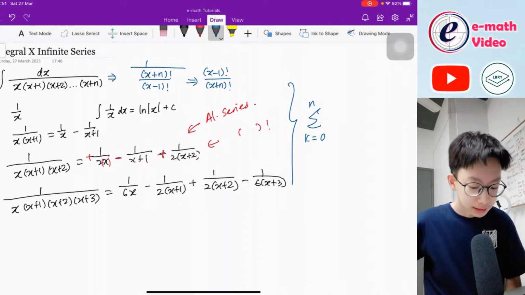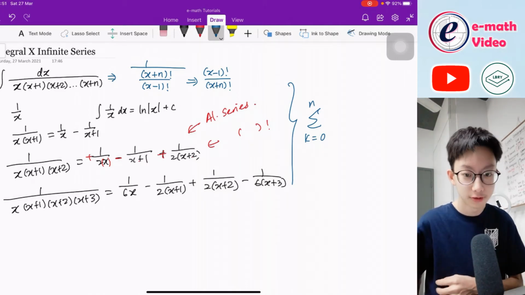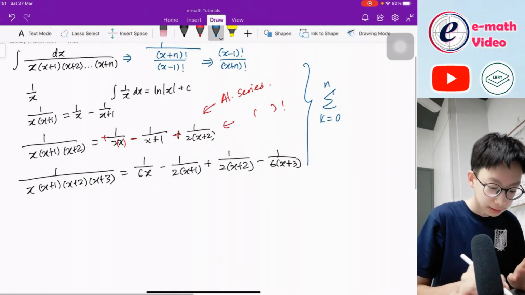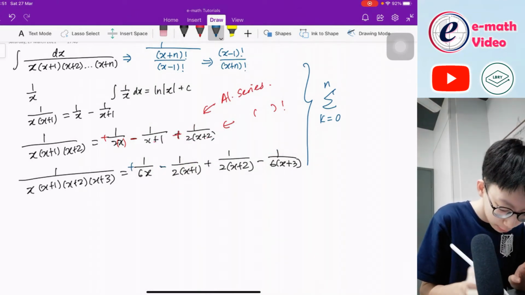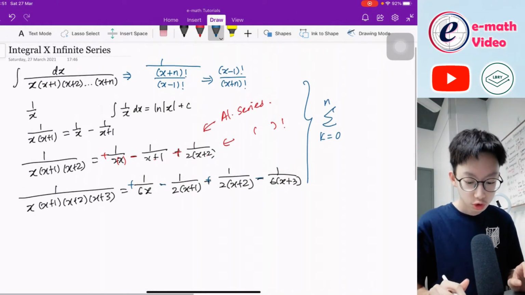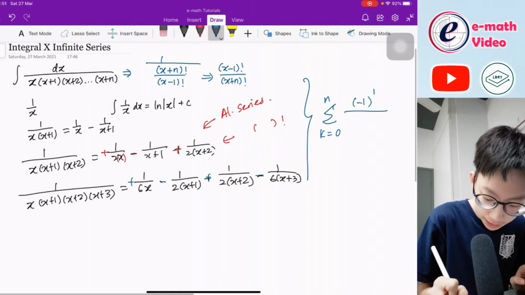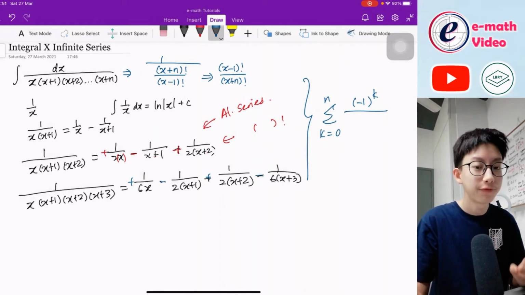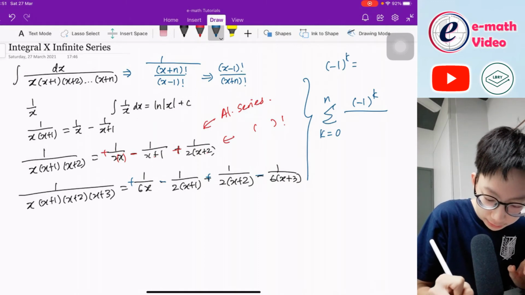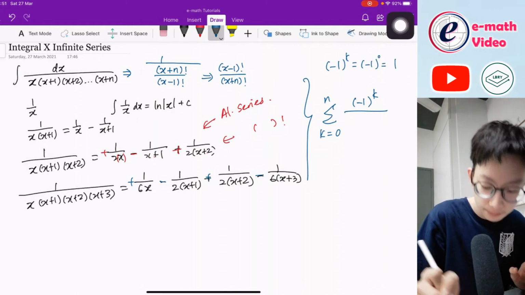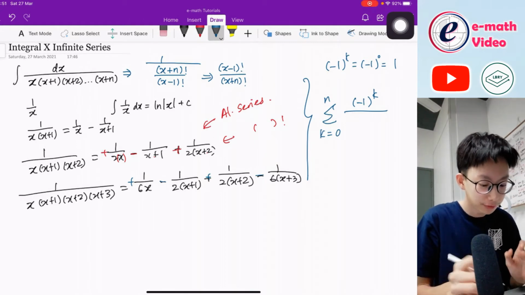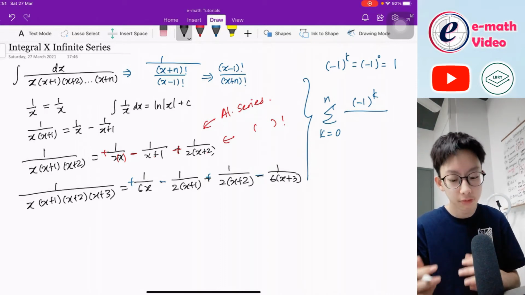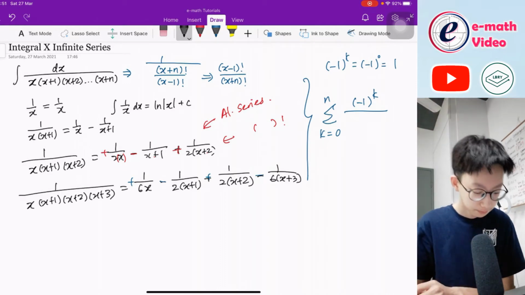Okay, if we let k start from 0, and we know that it is an alternating series, as you can see, the numerators are just positive 1, negative 1, positive 1, negative 1, right? So we'll just put a negative 1 to the k on top. Why? Because we start from k equals 0, which means the first one will be negative 1 to the 0, which is positive 1. Just like what we have here, right? You see our first term, okay, let me write it down. Our first term is always positive, and the second one will be negative, third one will be positive, etc, etc.